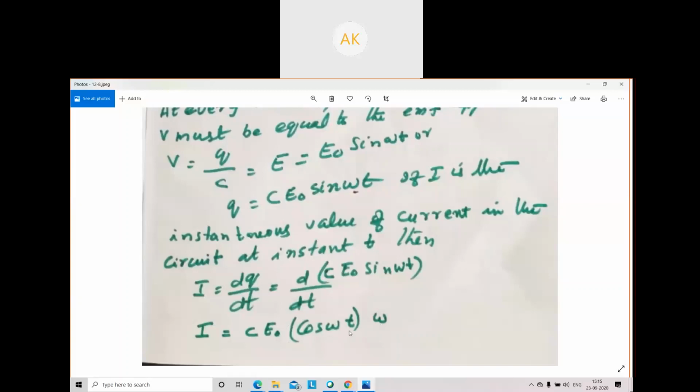The next step, this C omega we are writing in the denominator, that is E0 by 1 by C omega. Then only that will be saved. C omega will come to the numerator. Next step, we are writing E0 by 1 by C omega. Then 1 by C omega is taken as XC. XC is the capacitive reactance. So E0 by XC, that will be I0. Like that we are writing. I0 cos omega t you will get. Next.